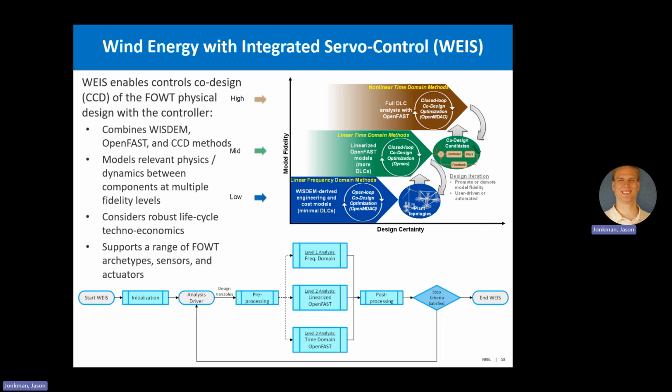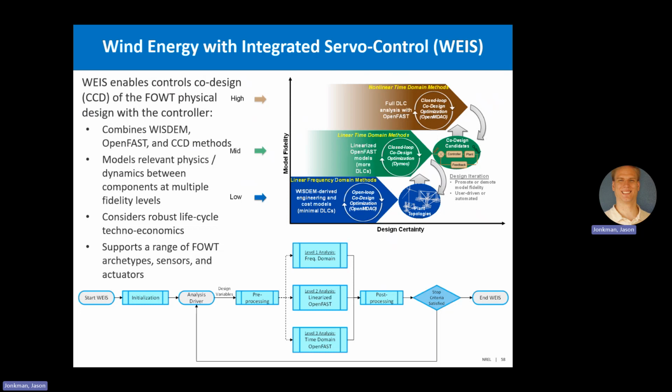I don't have that on the slide here, but RAFT, as Matt Hall presented yesterday, takes that at low fidelity. That's like a frequency domain model. So it takes all these tools, combines them with the cost and sizing tools of WISDOM, as well as controls co-design methods.